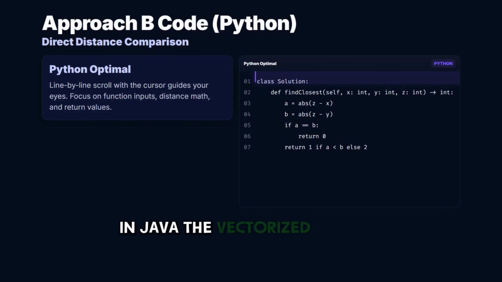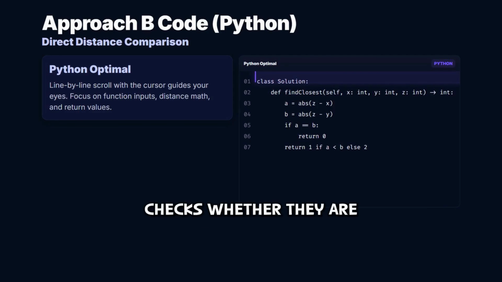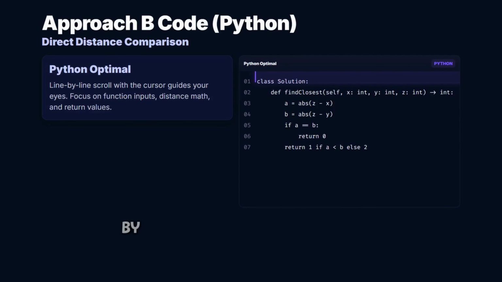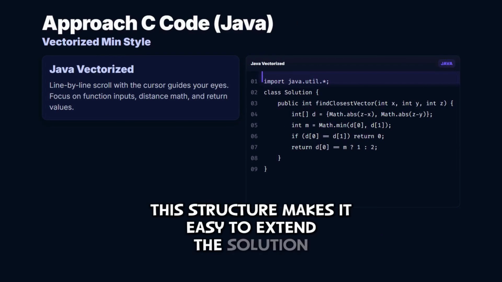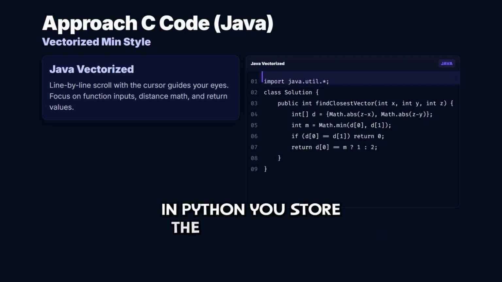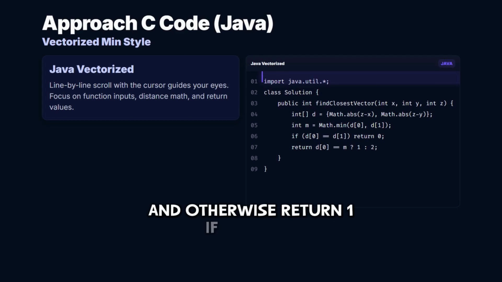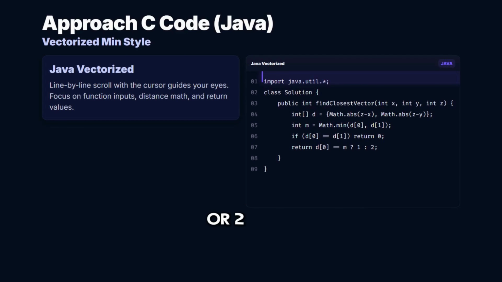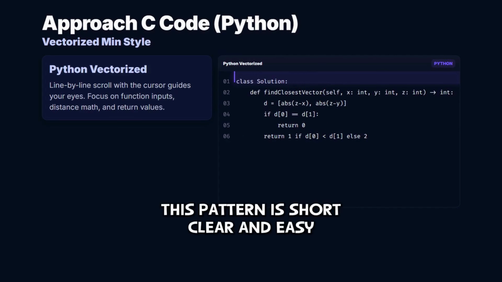In Java, the vectorized version places both distances into an array, checks whether they are equal to handle the tie case, and otherwise returns the correct person by comparing the two entries. This structure makes it easy to extend the solution if more participants are added later. In Python, you store the two distances in a list, check whether the two values are equal to handle the tie, and otherwise return 1 if the first distance is smaller or 2 if the second distance is smaller. This pattern is short, clear, and easy to scale.